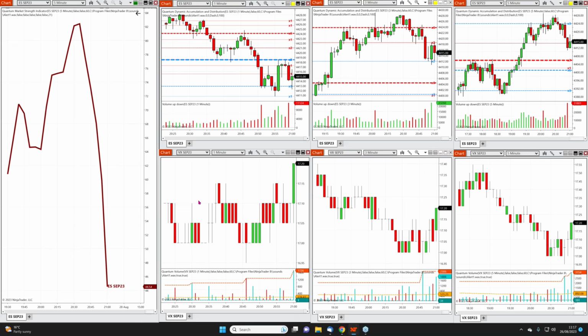We could have more indices, for example, on our MSI on the left-hand side. This could be a commodity, it could be an ETF, it could be a stock. Lots and lots of different ways of using the indicator. So I hope that's given you some ideas to start with.